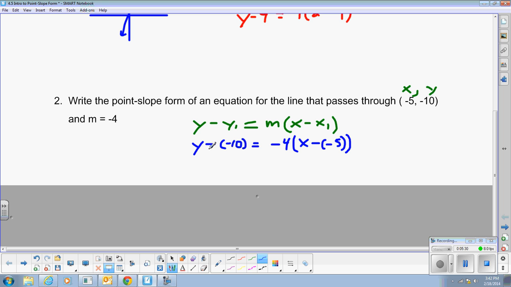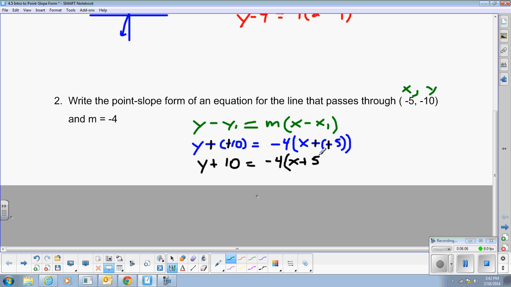All right, looking at the formula here, after I've substituted in, I have y minus negative 10 minus a negative. Well, I don't want minus a negative. I know that I need to do same, change, change. So that's going to change my answer then to just y plus 10 equals negative 4. The slope doesn't change at all. It's just waiting there for us to multiply it. And I'll copy the x. Now I have minus negative 5. And again, same, change, change. So I have x plus 5.